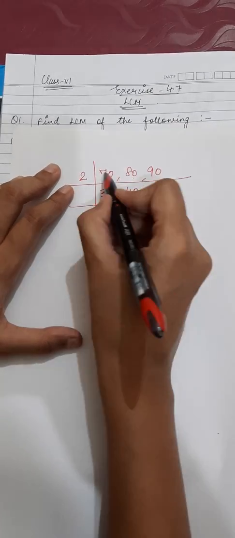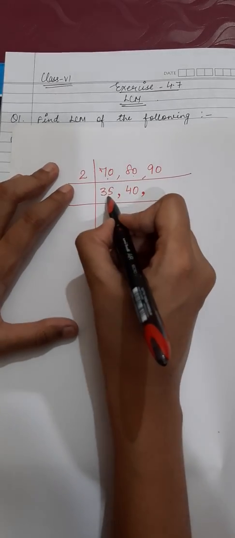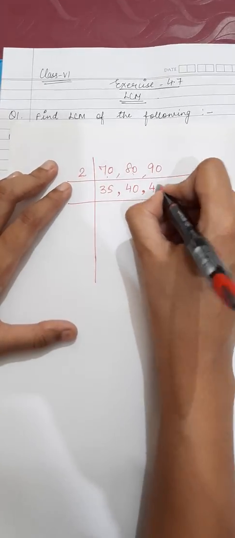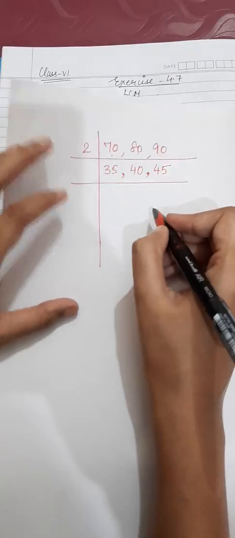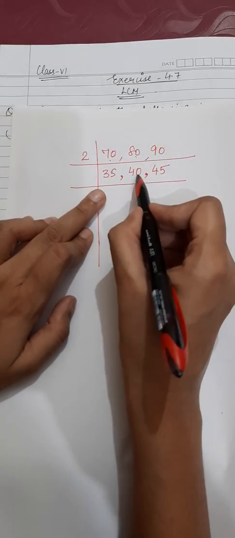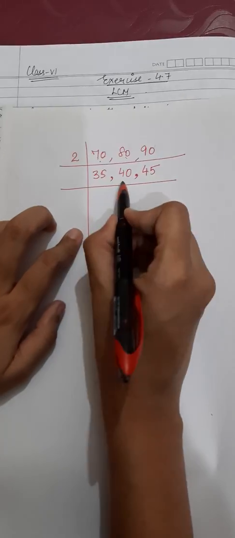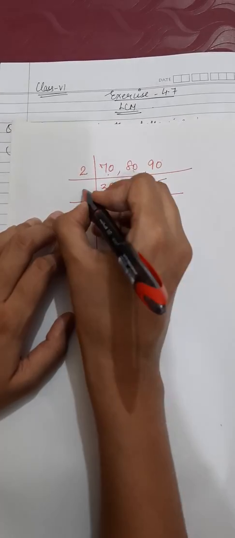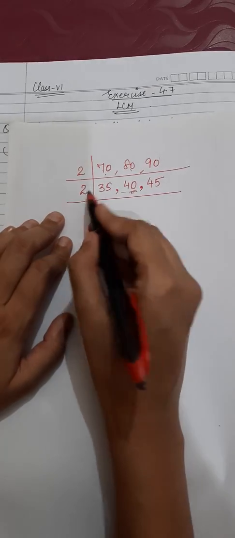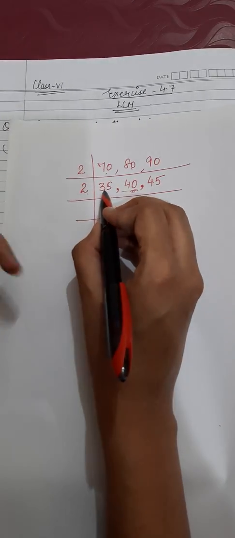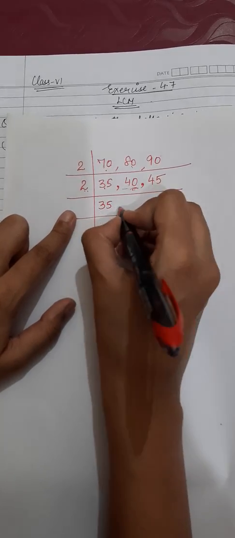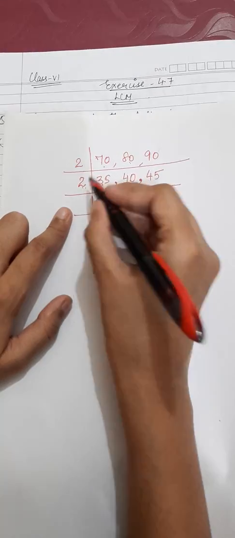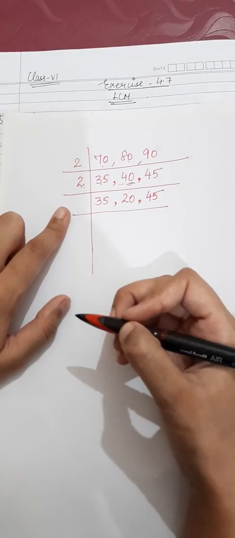How do you get this? Divide it. Divide 70 by 2, you will get 35. Divide 80 by 2, you will get 40. Divide 90 by 2, you will get 45. Again, out of 35, 40 and 45, you can see that 40 is divisible by 2. I am going to divide this 40 by 2, but since 35 is not divisible by 2, 35 will remain as it is. 40 goes to 20, but 45 is not divisible, so I am going to keep 45 as it is.